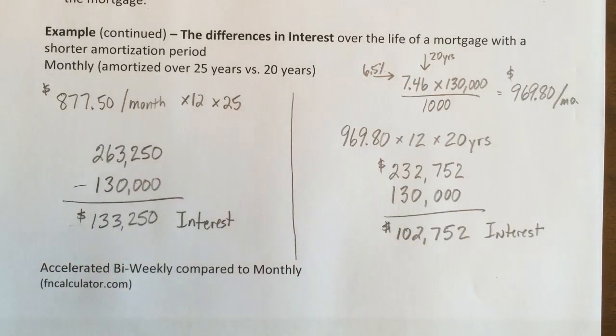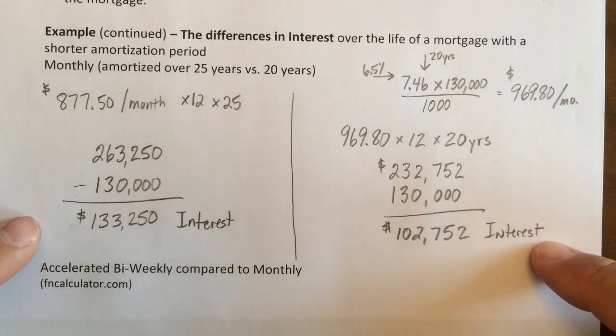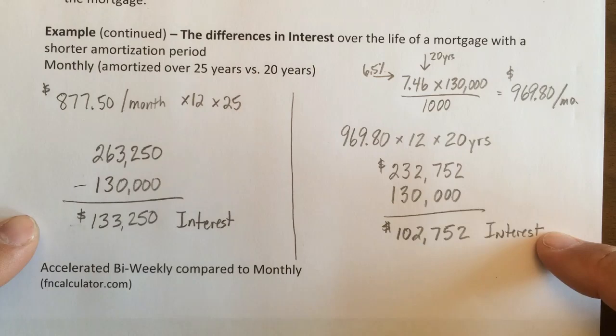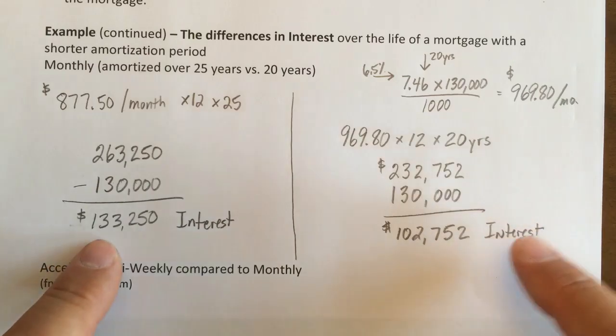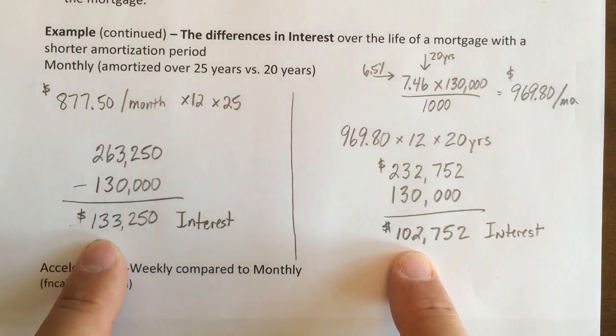Okay, so this is the advantage if you're able to pay off your debt as quickly as you can with as large payments as you can to save yourself interest over time. And it's not just a few dollars of interest. Over the life of the mortgage, about $30,000 of interest difference.